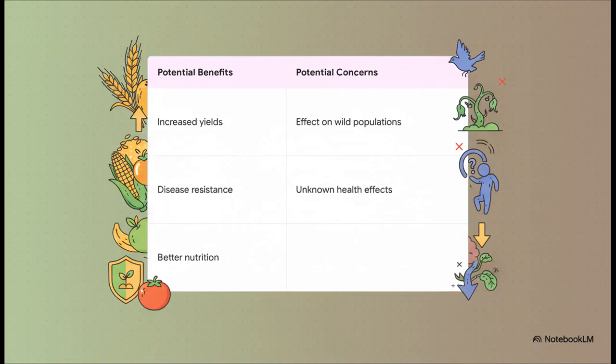Now, as you can imagine, this technology stirs up a lot of debate, especially with GM crops. For your exam, you need to be able to see both sides of the argument. The potential benefits are huge. More food, crops that can fight off pests, even food with more vitamins. But the concerns are real too, like the impact on wildlife and questions about long-term effects on our health. It's a classic balancing act between progress and caution.